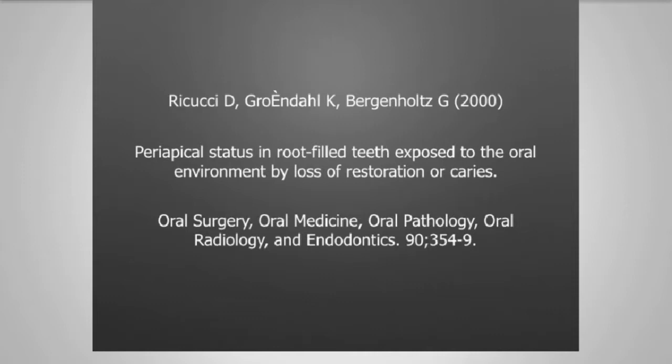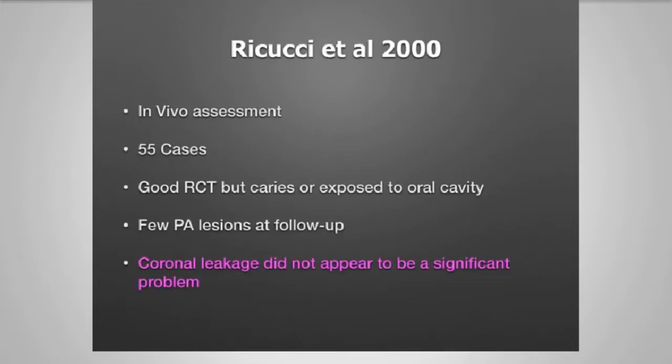In 55 cases, they all had to have a good root canal treatment, and this is quite critical, but they were either exposed to caries or the oral cavity. And few of them had periapical lesions on a radiograph. Obviously, that can possibly be a problem because you may have seen something on a CBCT, but overall coronal leakage didn't seem to be a significant problem. In other words, they didn't see bacteria penetrating all the way down the root-filled tooth when there was a good root filling.